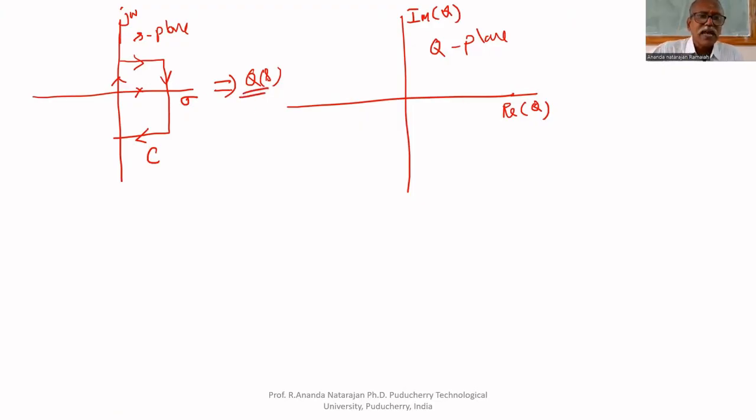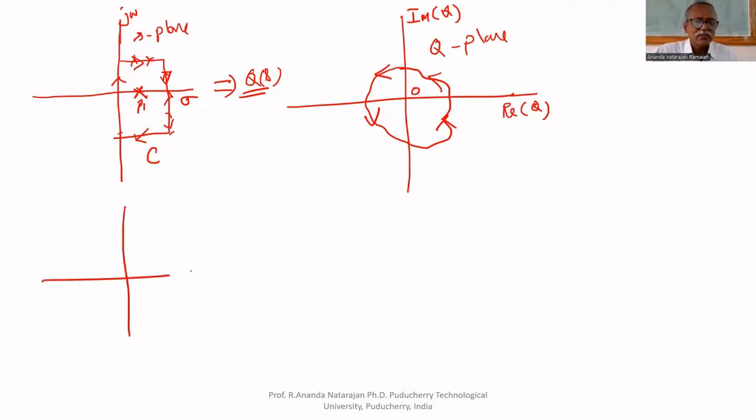Here, this Q of S has one pole, P1. I have selected a contour in such a way that it encloses P1. If you do the mapping on the Q plane, it means select some points on this contour and substitute them in Q of S, and you will get a set of points. Those points plotted here will encircle the origin in the anti-clockwise direction, even though you selected the contour in the clockwise direction.